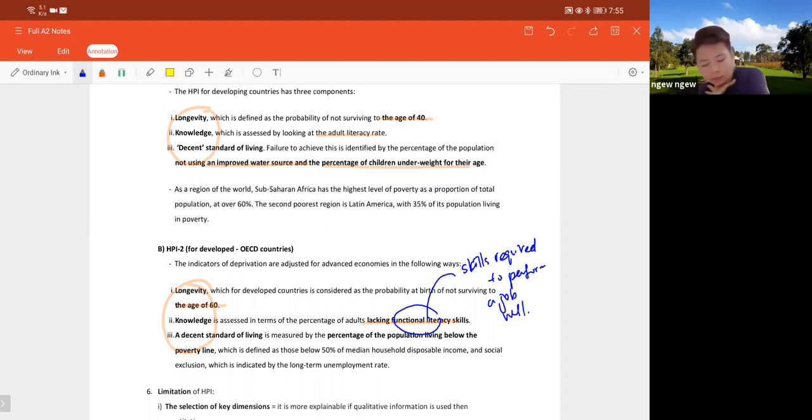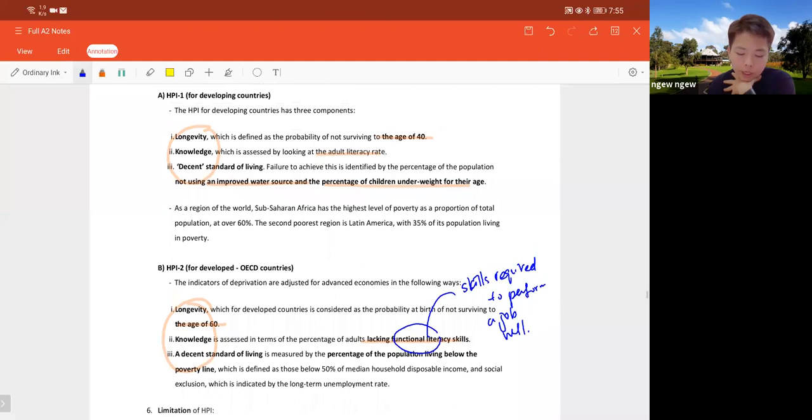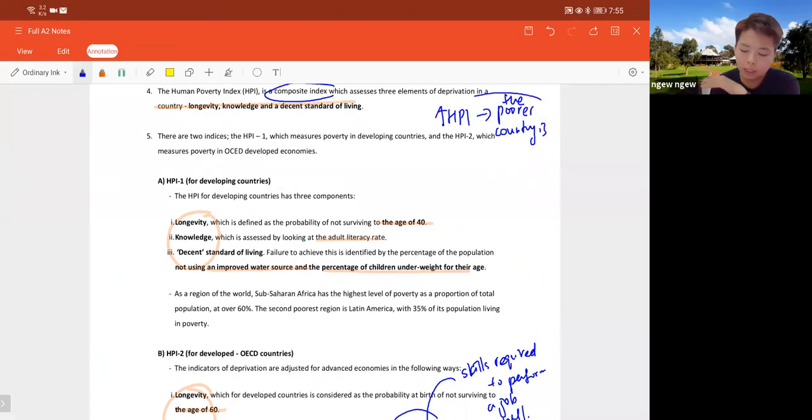And lastly, in terms of standard of living, they measure how many people are in absolute poverty, which means below the poverty line, and which includes the long-term unemployment rate and so on. So therefore, we have the same way to measure, but we have different thresholds to score. So as mentioned, the higher the HPI, the poorer the country is.